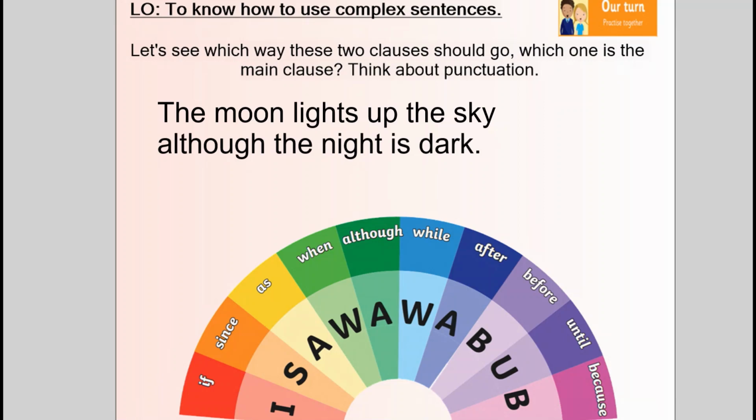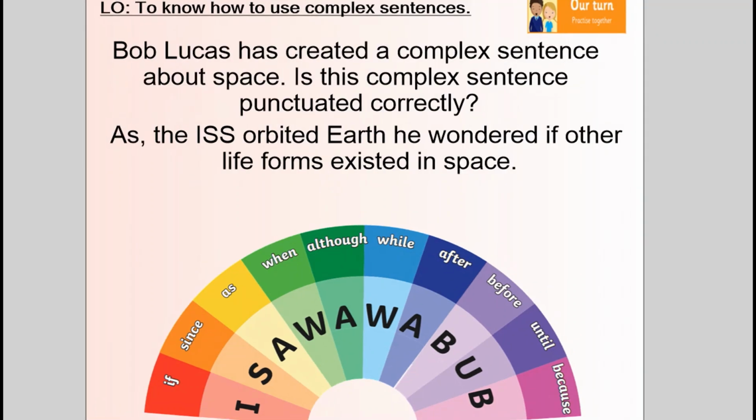However, if your subordinate clause is at the start of the sentence, you need to make sure that after the subordinate clause, you have a comma. Bob Lucas has created a complex sentence about space. Is this complex sentence punctuated correctly? As the ISS orbited Earth, he wondered if other life forms existed in space. Pause the video here and have a think about that question for me.